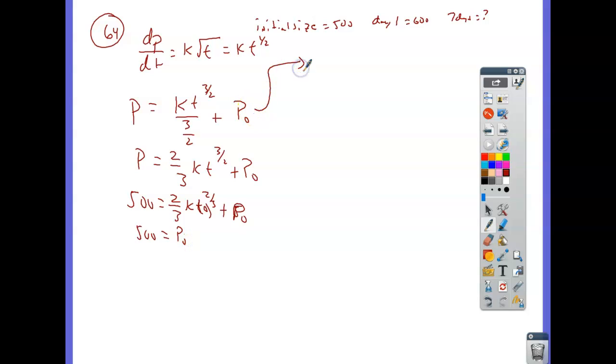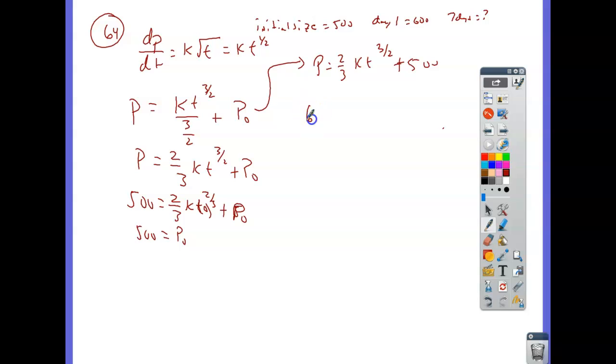I still got a stupid k in the problem. I've got P equals 2/3 k t to the 3/2 plus 500. That's unfortunate. How am I going to figure out what k is so I can figure out what it is in 7 days? I don't know. Well, what can we try to do? Let's see. 1 for t gives 600. Let's see if that works, right? It got us the P naught. Maybe it can get us a k if I plug in the other one.